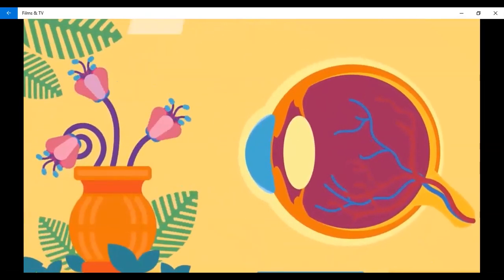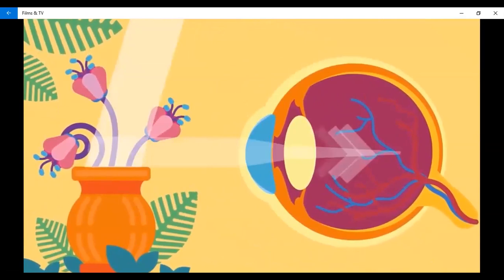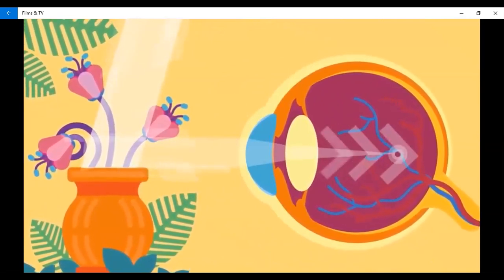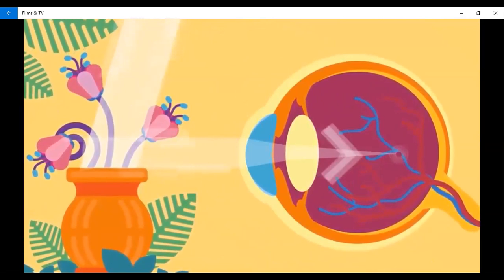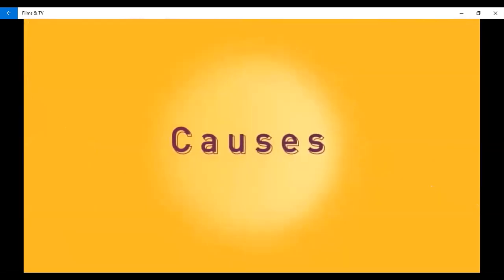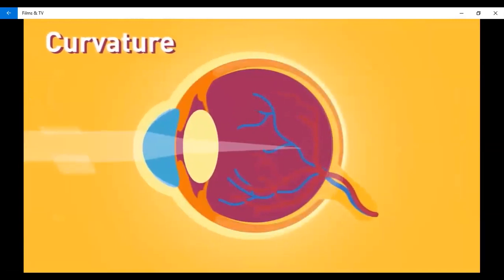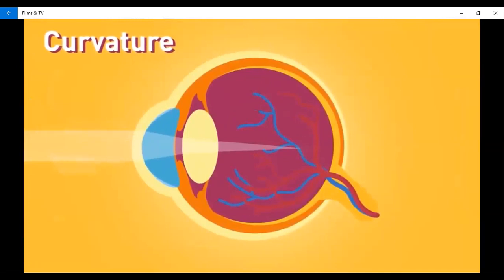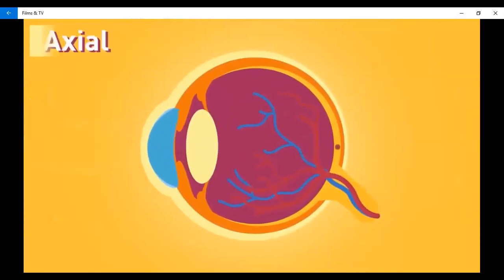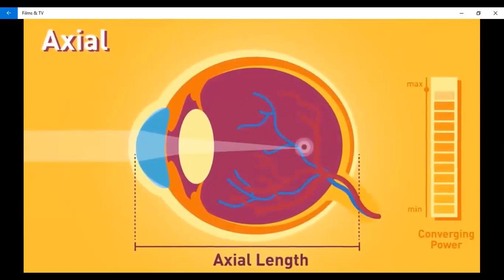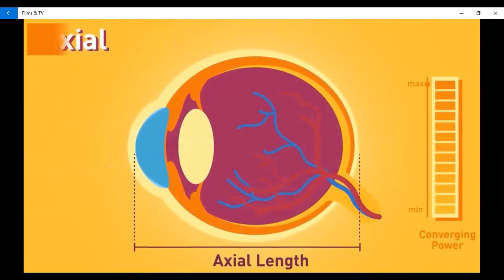coming from a distinct object, after entering the eye, are focused in front of the retina instead of on retina with eye muscles at rest. Causes. Curvature. Increase of curvature of cornea or lens causes light rays to be focused in front of retina and hence myopia occurs. Axial. Increase in axial length of eye increases the converging power and cause light rays to be focused in front of retina.